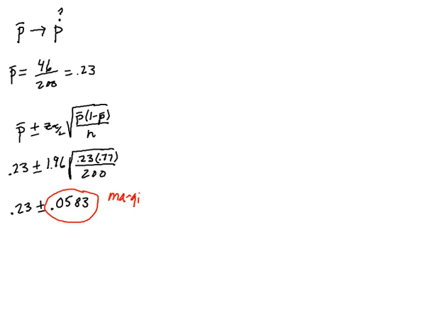And what that tells me is that the real percentage of motor vehicles that are not covered by insurance is within 5.83% of 23%. So my 23% point estimate is my best guess, and that's within 5.83% of the real value.